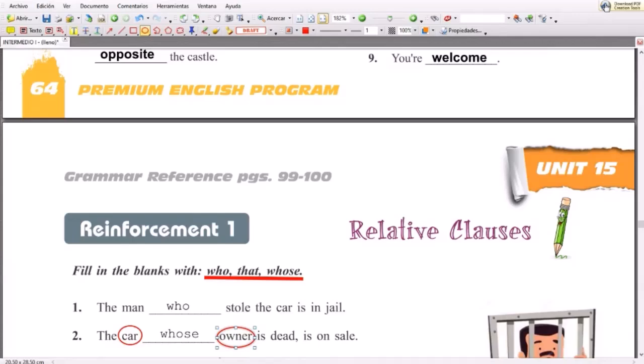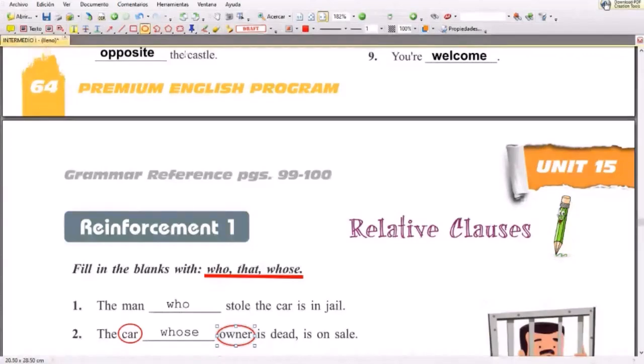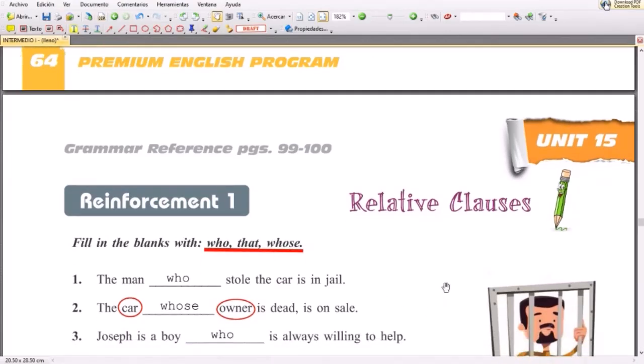Good. So let's check one by one, okay? You read and I show you my answer too. Okay, so start with number 1 just to practice, okay? I read all the sentence, right? Yes, please. Number 1. The man who stole the car is in jail. Yes. The car whose owner is dead is on sale. Yes. Joseph is a boy who is always willing to help.